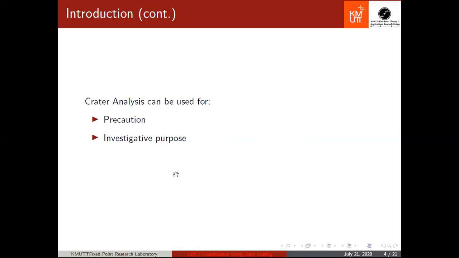So, for example, if a country, let's say country A, is having conflicts with two or more other countries, say B and C, when country A is attacked by some artillery weapons, and it wants to understand from which of the two countries this attack came, crater analysis can be applied in this aspect.